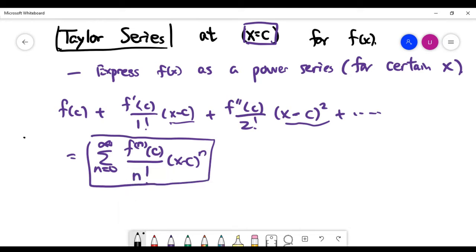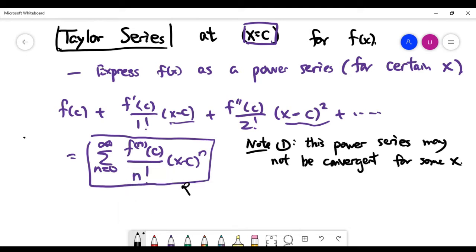The fact is that, to put it in a simple way, first, this is basically a power series, and it is quite clear that the power series may not be convergent for all x, so you need to find out the points where the power series is actually convergent. That's very important. And the second note is about this point x equals c.